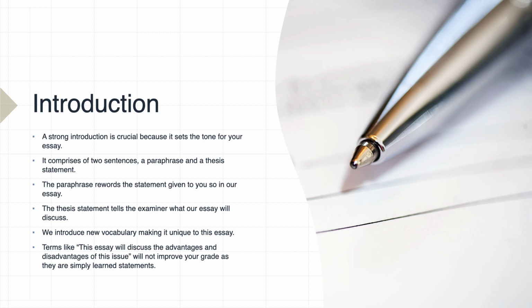Make it unique to your essay. Don't use generic statements like, this essay will discuss the advantages and disadvantages of this issue. The examiner knows what you're going to do in your essay. So instead of telling them what you're going to do, tell them what your essay will argue. It's the best way to improve your score. Always remember, this is the first thing that your examiner is going to read. So let's really shine at this point.